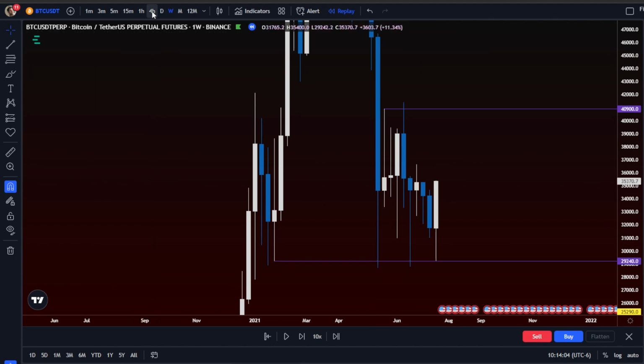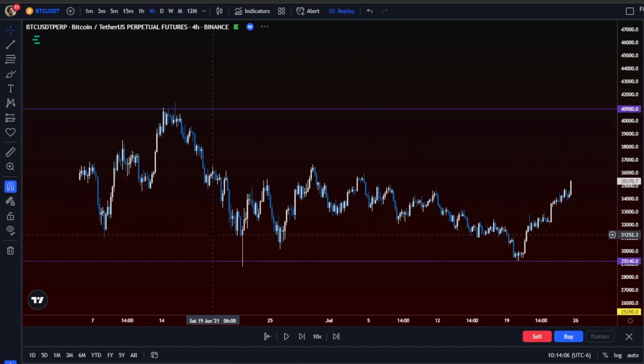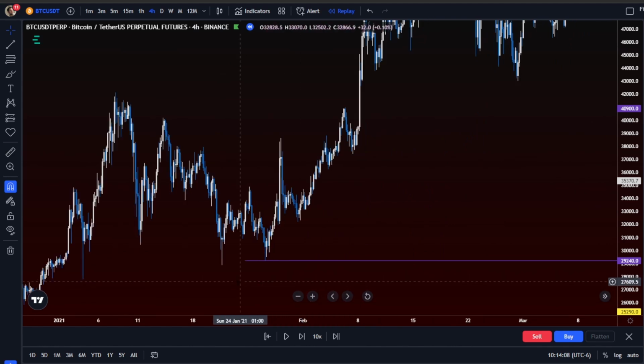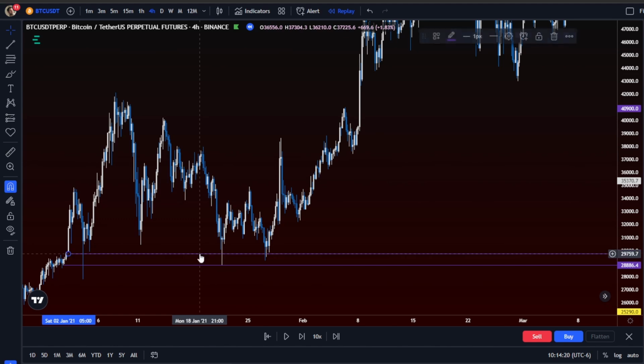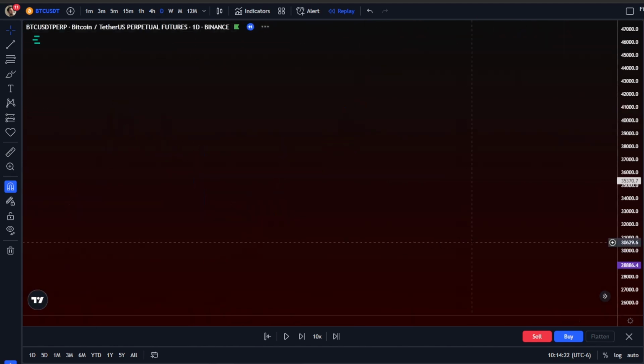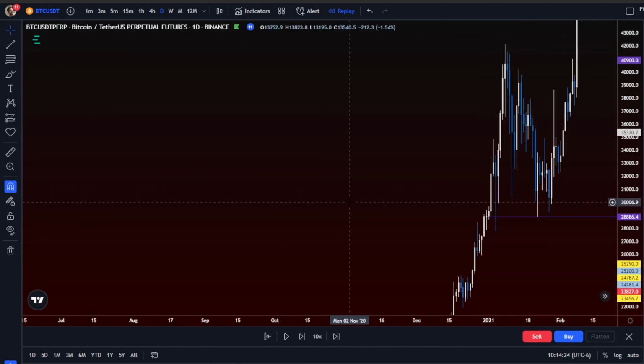Now, I do believe, if memory serves me correctly, there was a 4-hour here. I believe it was right here. Or was it this one here? There was this here, and there was that there. And it would have been this one here. Or was it the daily? God, it's been a long time since I've looked at this.